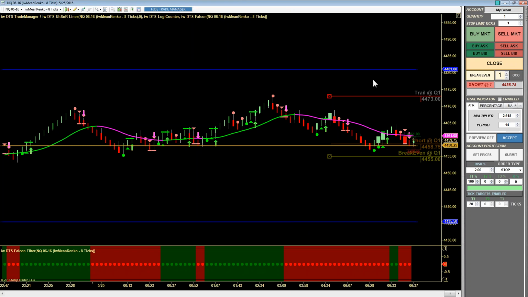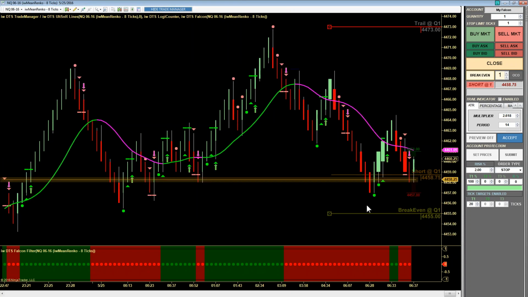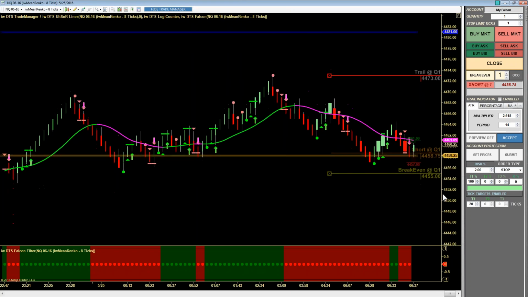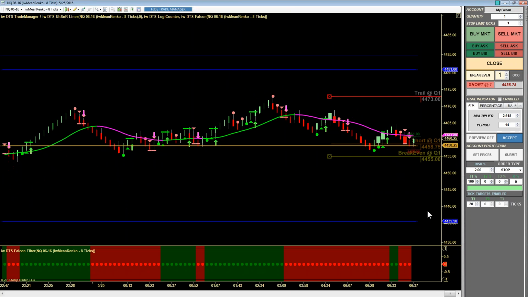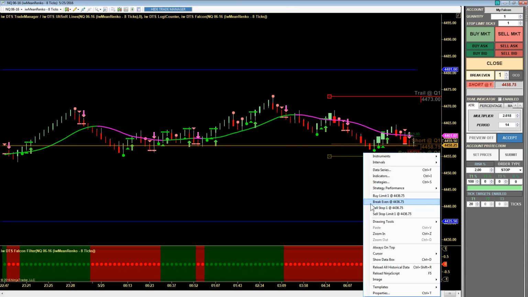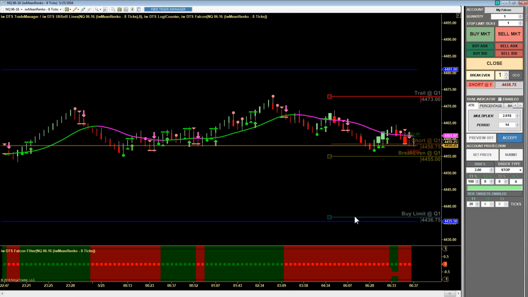If it breaks this median line, which I'm hoping it will do, we should see the market fall off. And actually, I could set a profit objective down here at the primary support line. Let's say we're going to bail out at 44.37. That sounds pretty good.